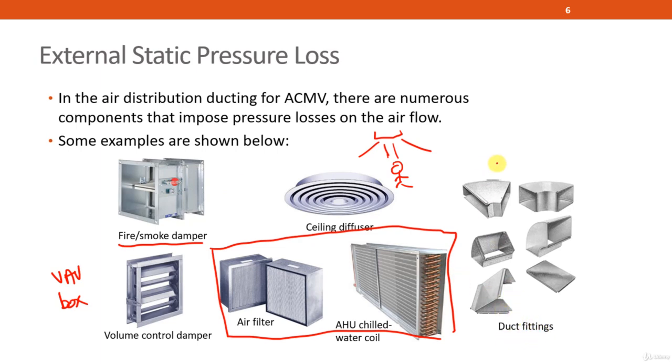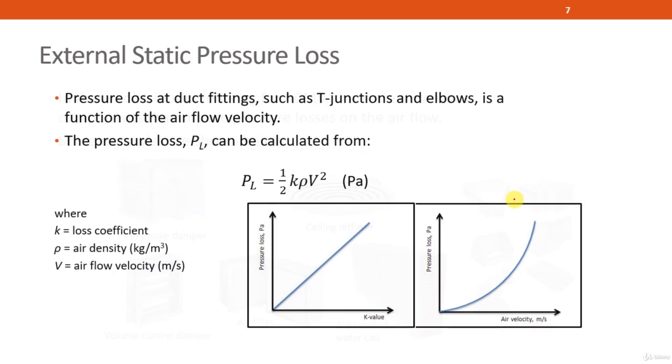When you need to transport your air and you need to move in a certain direction, for example, towards the left or towards the right, then you will need to use duct fittings. To calculate static pressure loss, there is a formula. So the formula is this: pressure loss is equal to half K rho V square. So what are all these terms? K is the loss coefficient, and it depends on the types of fittings.